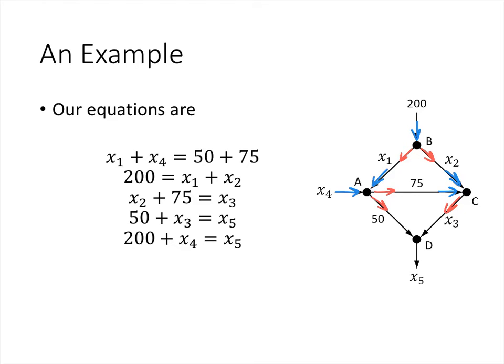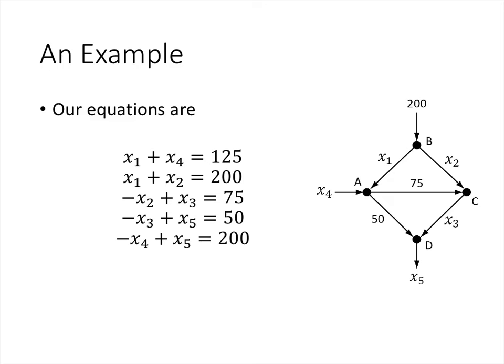For node D, the flow in is 50 plus x3, and the flow out is x5. And then finally, for the entire network, the flow in is 200 plus x4, and the flow out is x5. So that gives us 5 equations, one for each node, and then one more for the network. And we had 5 variables in our diagram initially.